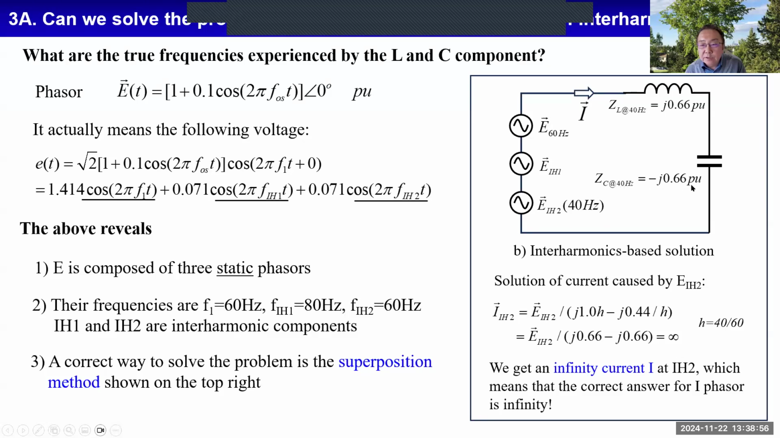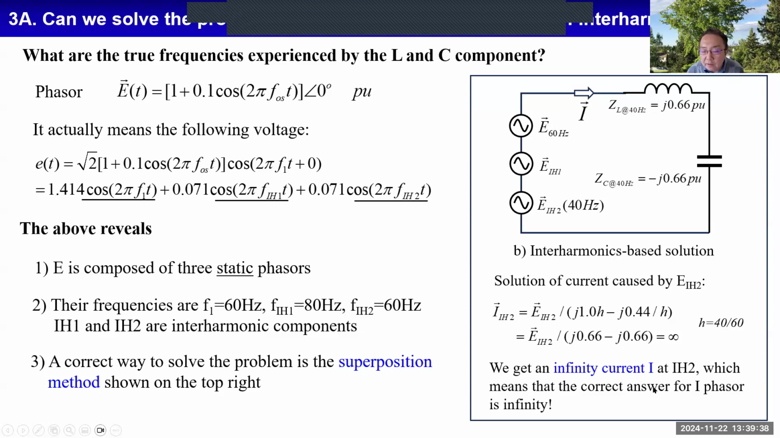At 40 hertz, this impedance is 0.66 per unit. This impedance is 0.6 per unit. They cancel out each other. By the way, when I do the 40 hertz calculation, I use this as a scaling factor, because reactance increases with frequency. When frequency decreases, this is a decrease case. 40 hertz is decreased, so this is decreased. Capacitance impedance increased, so that happens to add up to infinity. Therefore, the actual phasor current should be infinity in this case.